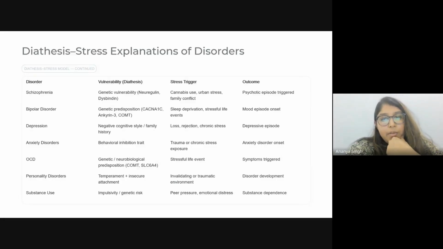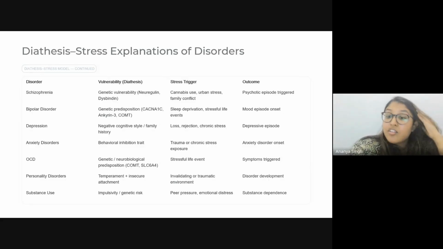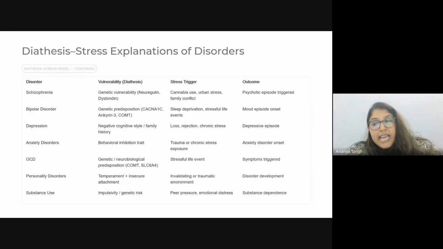Stress triggers could be sleep deprivation, stressful life events. By sleep deprivation, what they mean is circadian rhythm imbalance, right? With depression, the vulnerability is negative cognitive style or a family history or a genetic loading of depression. Stress could be loss, any stress for depression. The stress could be anything, any perceived trigger.